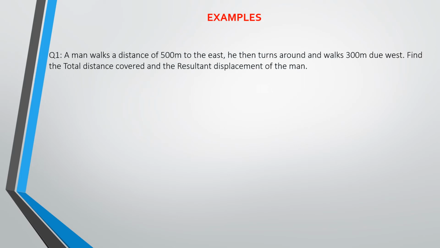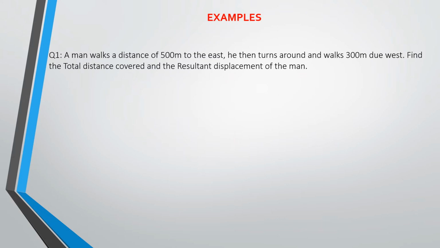We're going to look at some examples. Okay, so this is another example. A man walks a distance of 500 meters to the east. He then turns around and walks 300 meters due west. Find the total distance covered and the resultant displacement of the man.